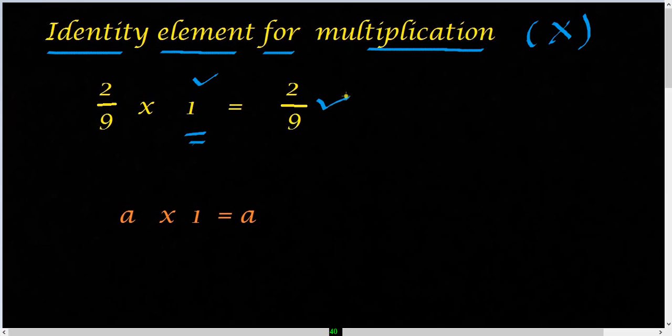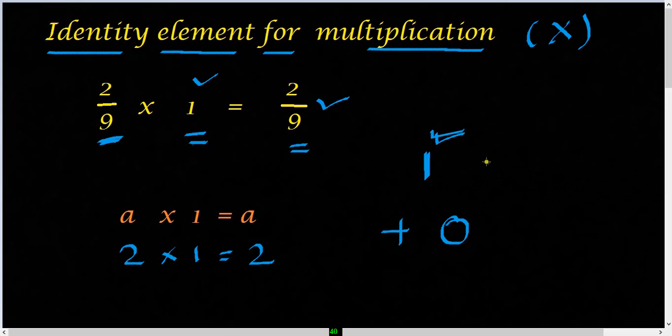For addition, if you add 0 to any rational number, it hardly matters. In the same way, in multiplication, if there is a rational number, multiply it with 1 and you will get the same answer. a multiplied by 1, you get a. If you have 2 multiplied by 1, it will be 2. That means 1 is the identity element for multiplication. If you see addition, the identity element is 0, and for multiplication, the identity element is 1.